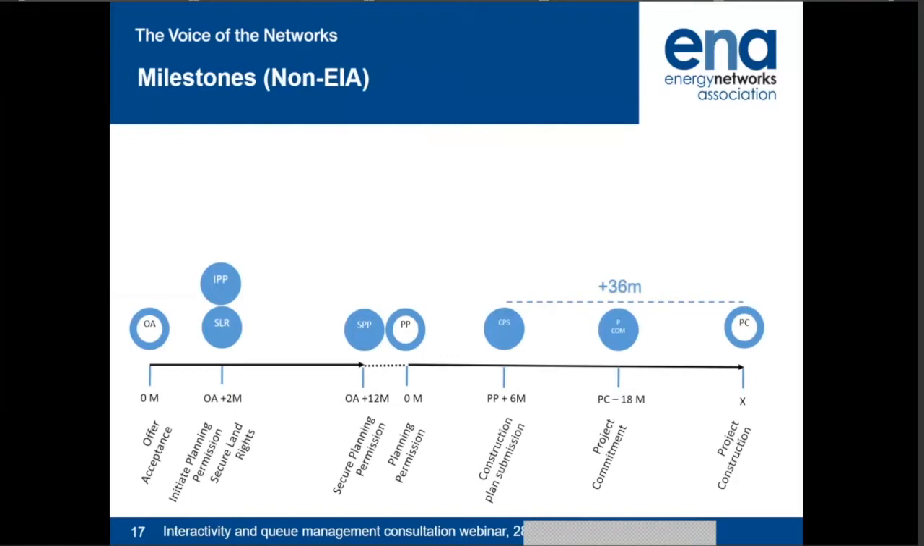So we've said in this policy that if the time between providing your construction plan submission and beginning project construction is less than 12 months, in this example, if we've got 6 months, then the requirement for that project commitment milestone may fall away, and that will be agreed with your network company. So that pretty much covers the milestones element of the policy.